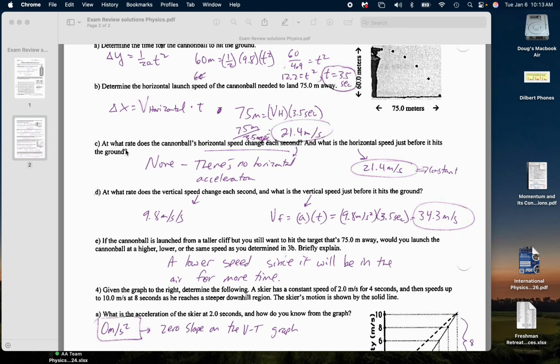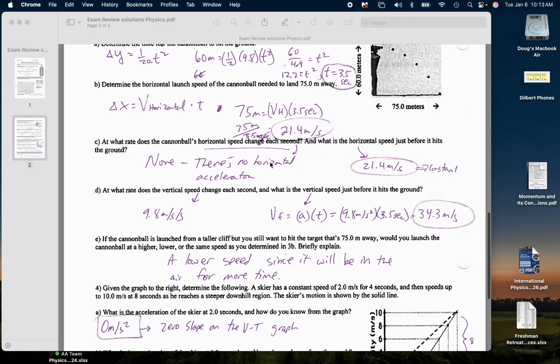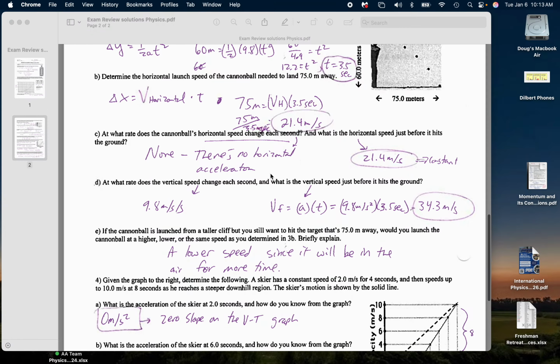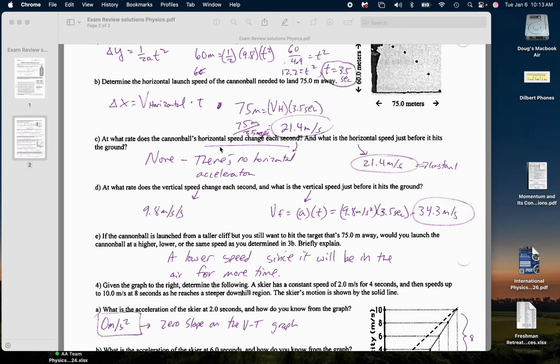And then, at what rate does the cannonball's horizontal speed change each second? It does not. So horizontal speed does not change because there's nothing causing it to change. There's no acceleration due to gravity acting horizontally. So the horizontal speed just before it hits the ground is still 21.4 meters per second.